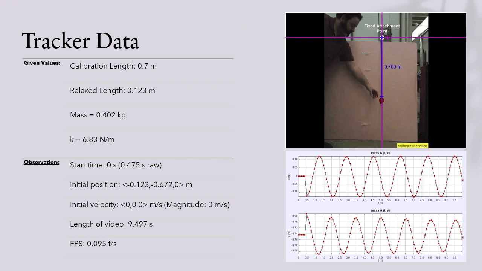Data. The given values for my data were a calibration length of 0.7 meter, a calculated relaxed length of 0.123 meters, a mass of 0.402 kilograms, and a calculated K value of 6.83 newtons per meter.